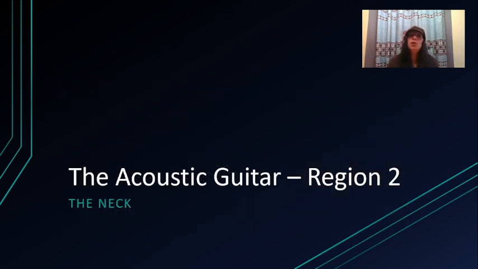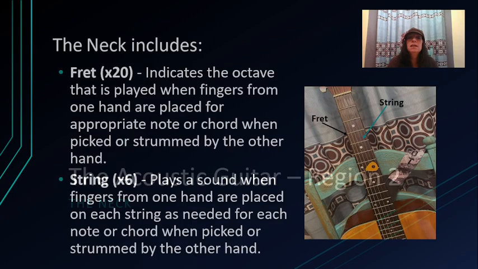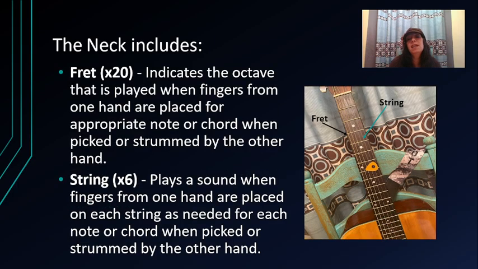All right, region 2 is the neck. Now, in this specific slide, we're going to talk about the frets and the strings. There are 20 frets on the neck of the guitar, and each of those frets indicates an area for the specific octave that you're going to play. So you're going to place your fingers in between each of those frets, depending on which note that you're playing. And then you'll strum with the other hand down at the bottom.